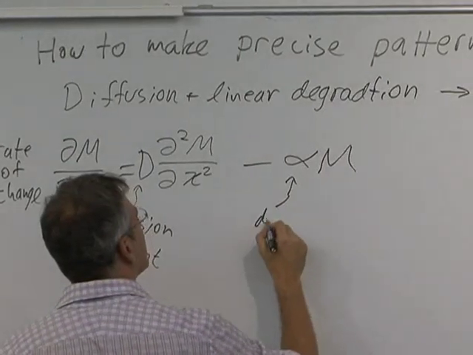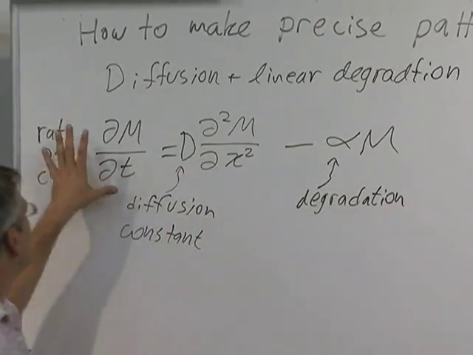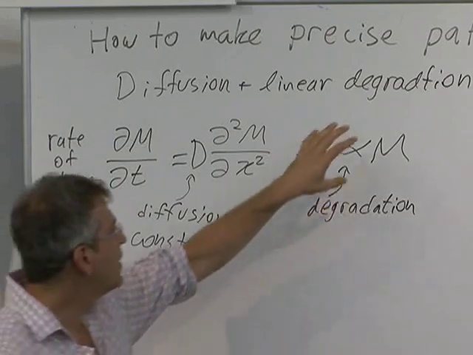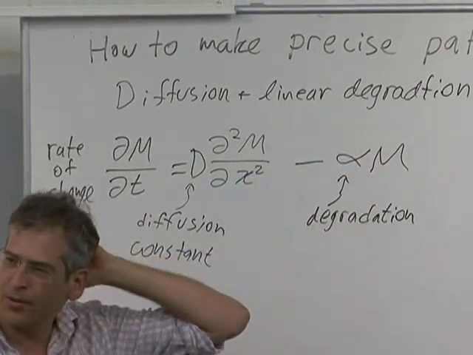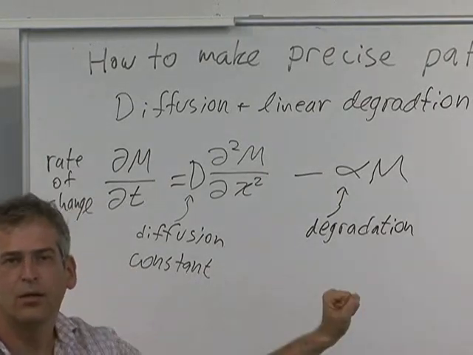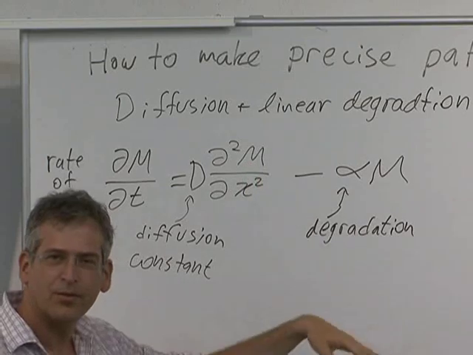And there's degradation. So this is degradation. Very simple. The rate of change of morphogen is the diffusion, how much it comes in from the sides, and it gets degraded. All these morphogens, or a lot of them, get degraded. Of course, a key equation in physics, heat.